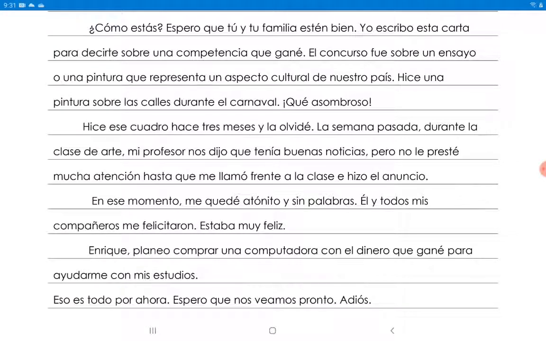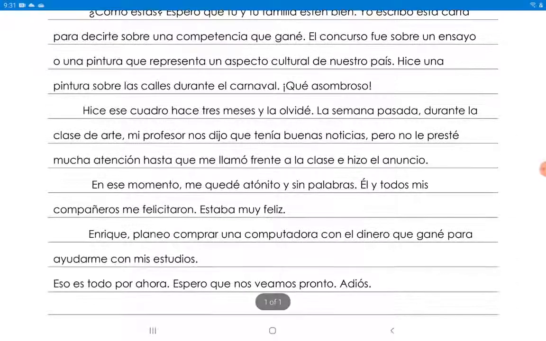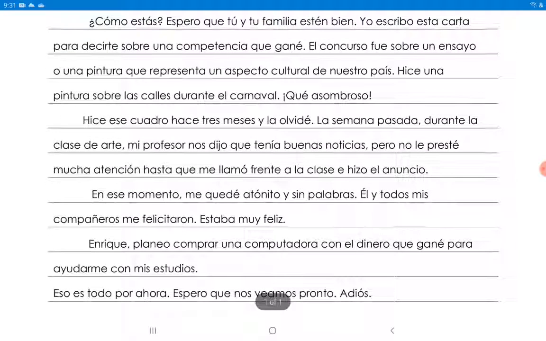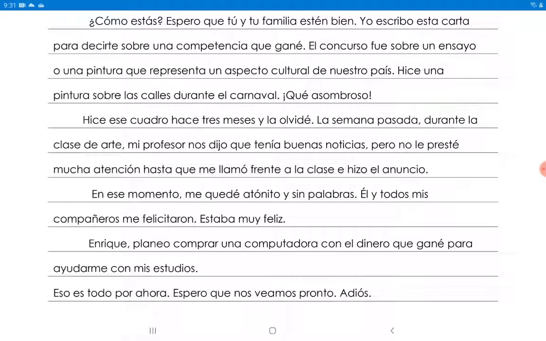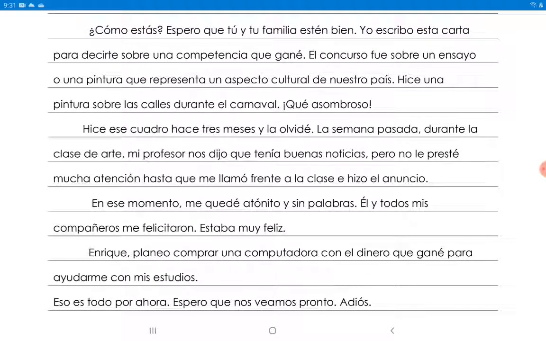Espero que tú y tu familia estén bien. Espero que nos veamos pronto. And there's also the use of adjectives. We use a variation of different words. So I use a variation of the same word, or synonyms if you want to say synonyms. For example, I have competencia, but then I have concurso, pintura and cuadro. So it shows that the vocabulary is not limited, it is extensive.